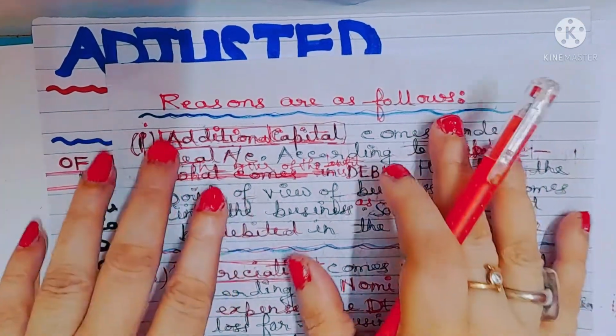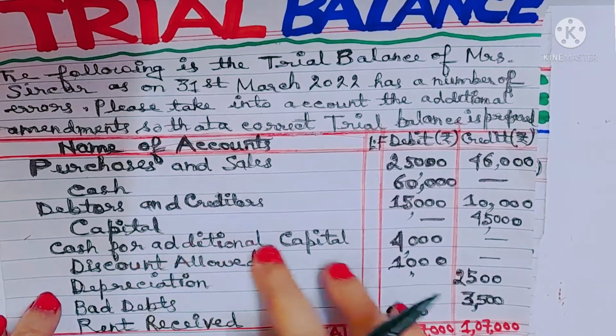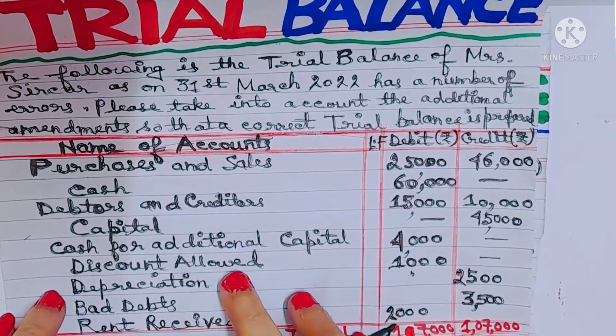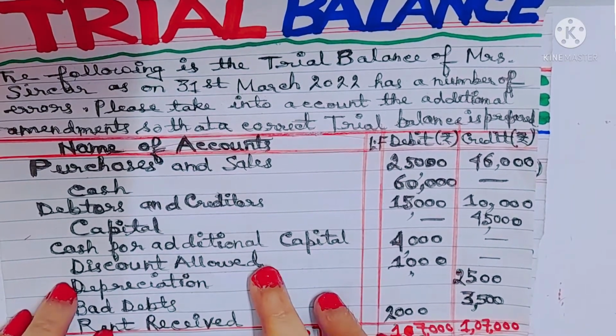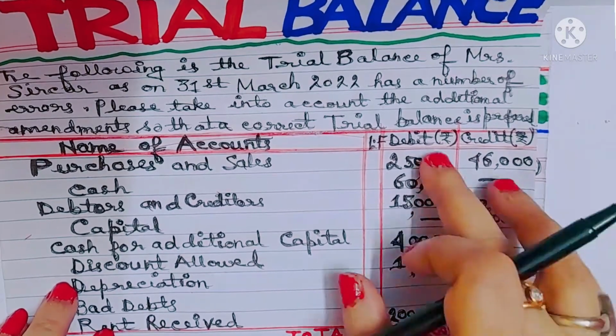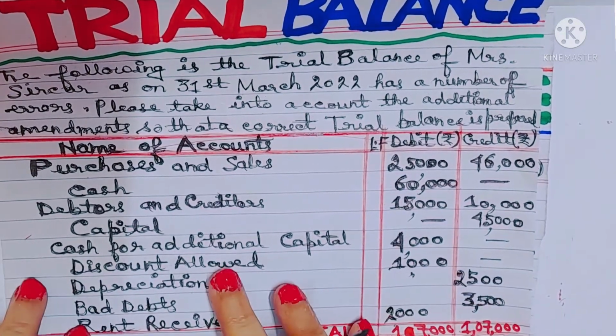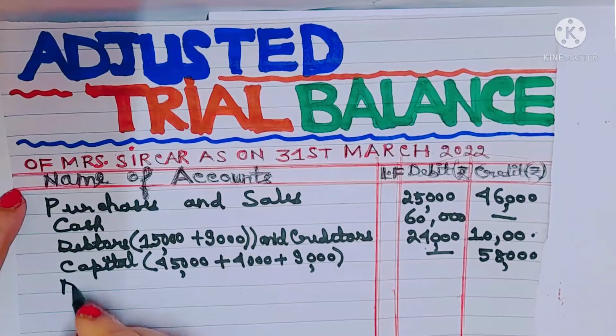Let's see the next account. Capital we did, cash for additional capital also done. Discount allowed. Discount allowed 1,000 is written in the debit column, which is correct. So, let's write discount allowed.